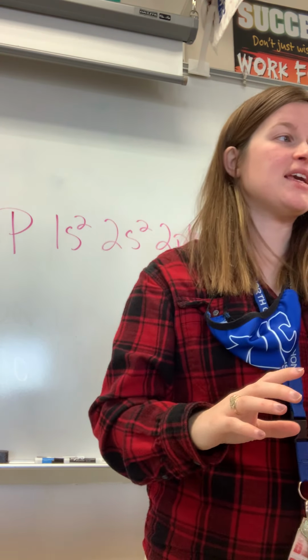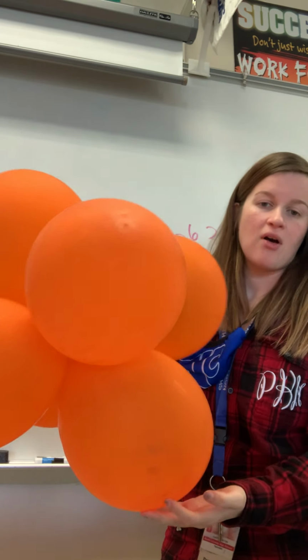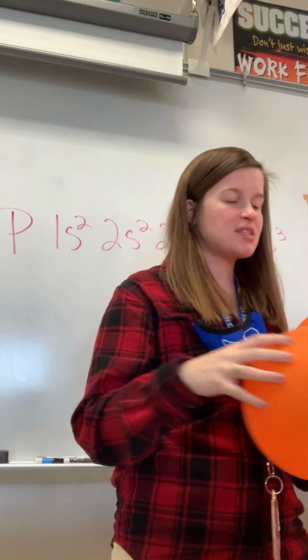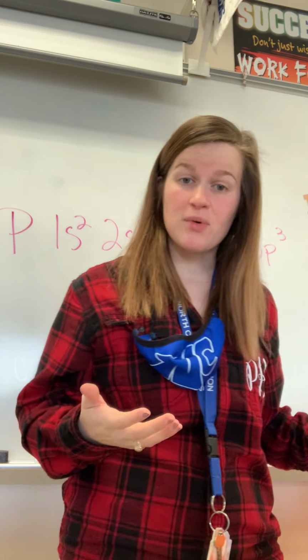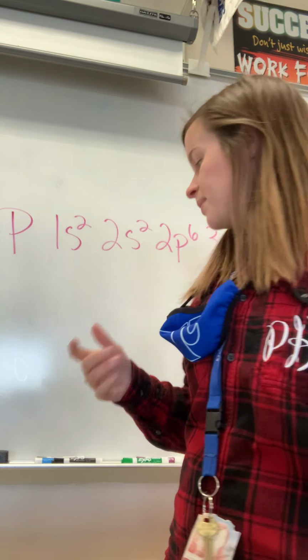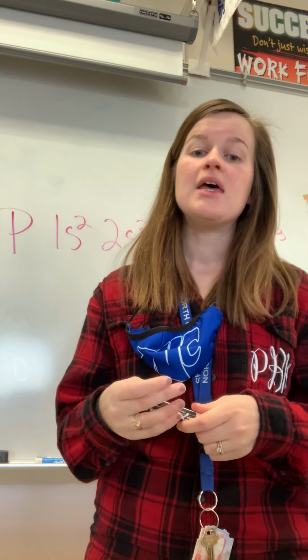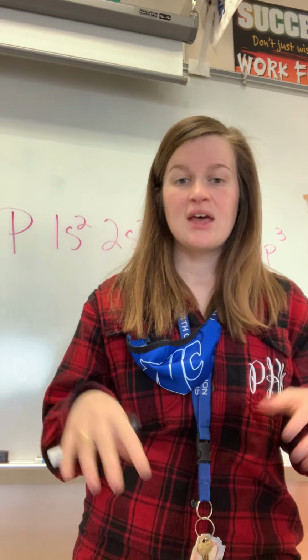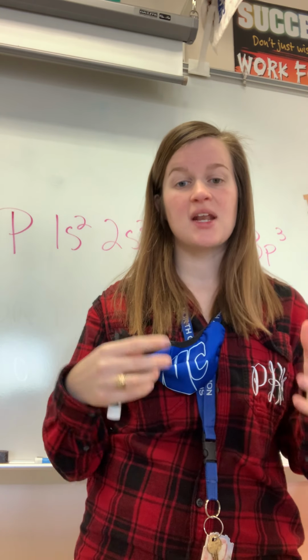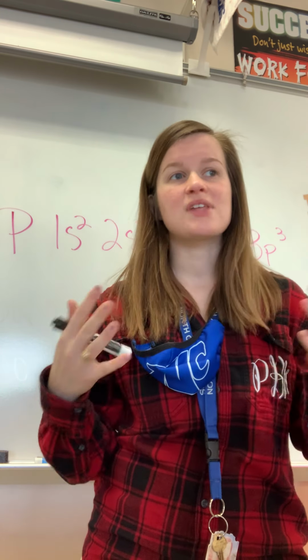Okay, but for p's, remember we talked about how there can be 3 at any given time on that same energy level. So it's saying how many actually exist at one time. For s's, we only have 1 that can exist per energy level. For p's, we can have 3. For d's, we can have 5. And for f's, we can have 7. And so that's how many orbitals actually exist.